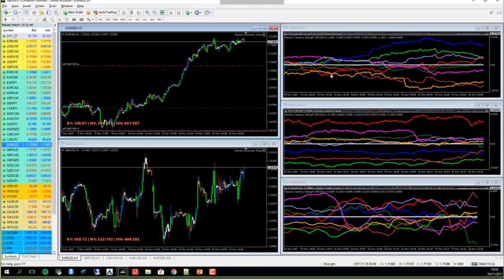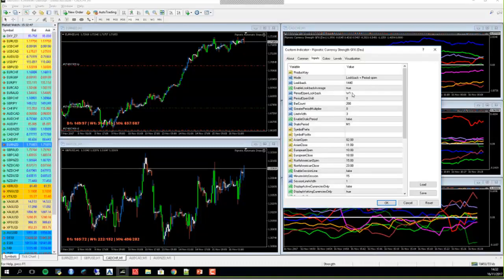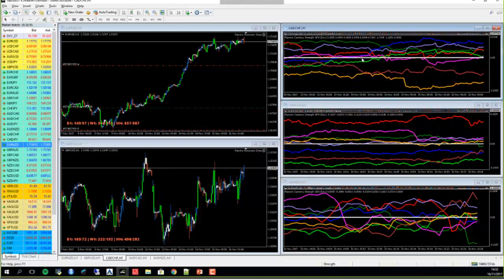So very interesting indeed. But if we want to do something on a higher time frame, so we say we want to go to the beginning of the month, we want to look at 4-hour data, and I'll simply go to the 4-hour chart.